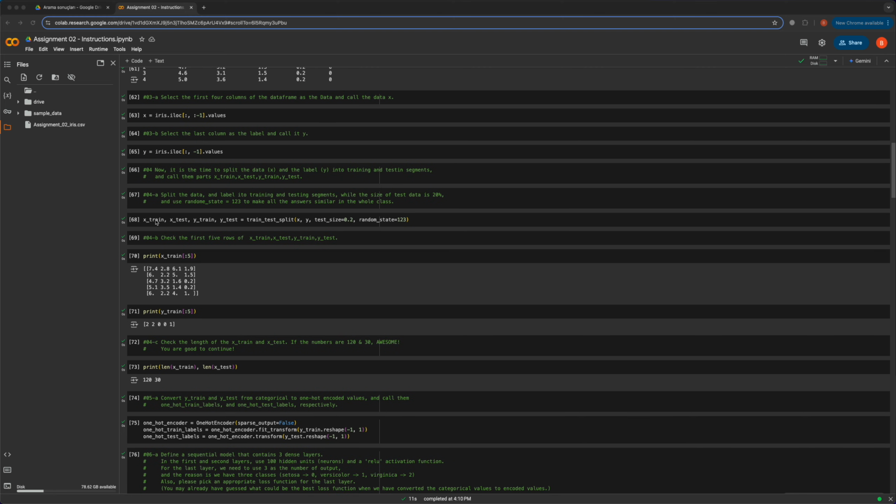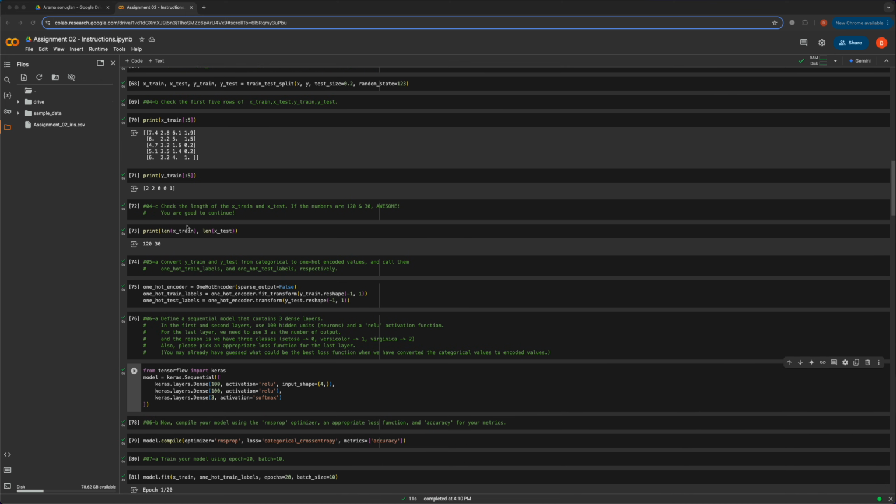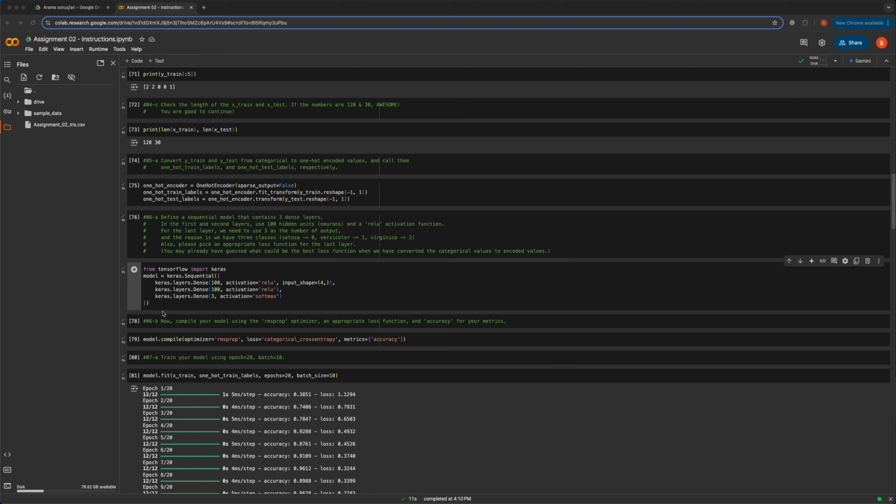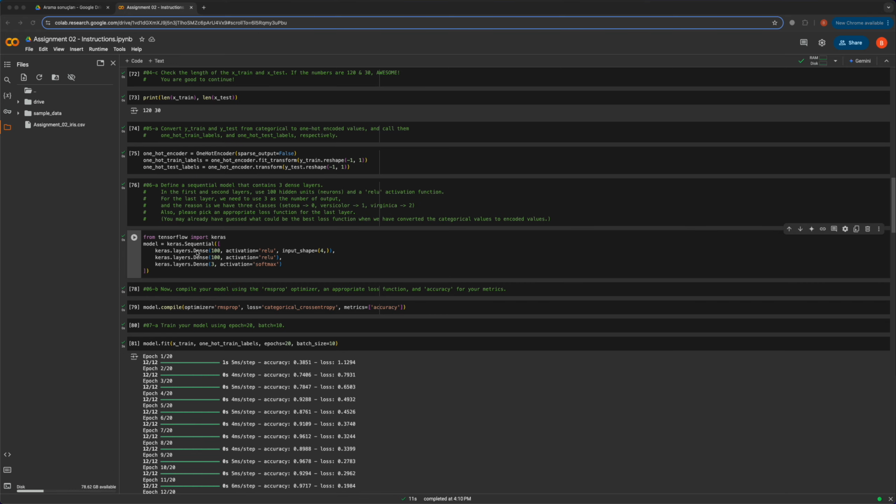So we split the dataset into training and testing sets, with 80% of the data for training and 20% for testing. Since we are dealing with a classification problem, we apply one-hot encoding to our labels, right? And after that we move on to building the neural network.